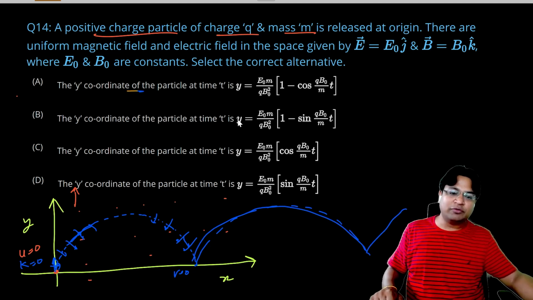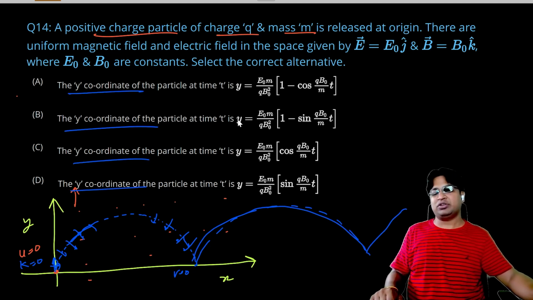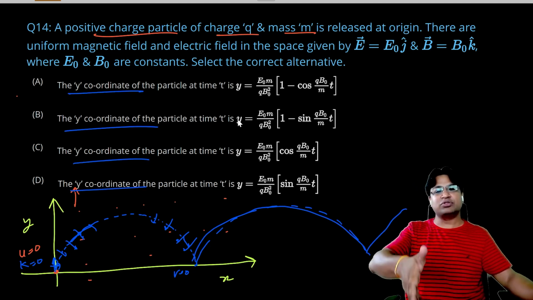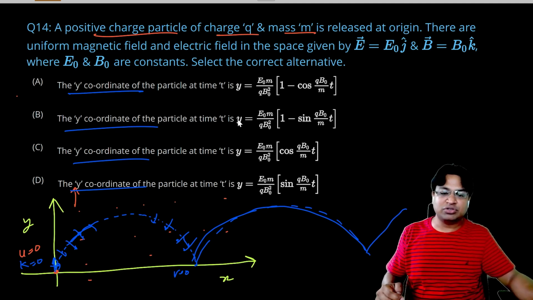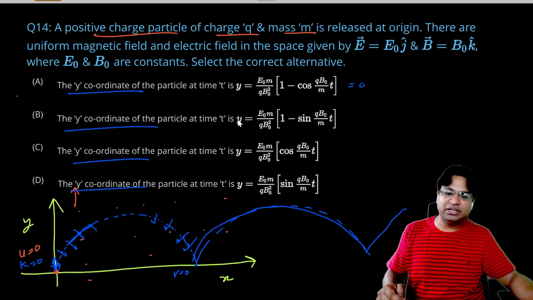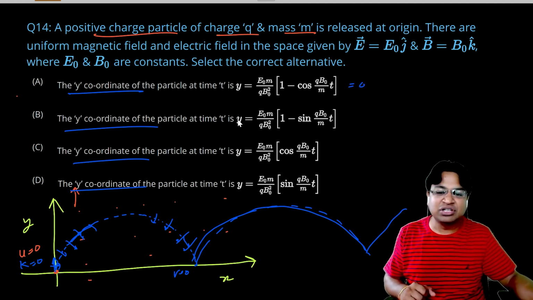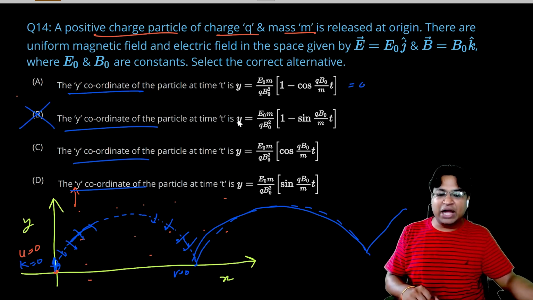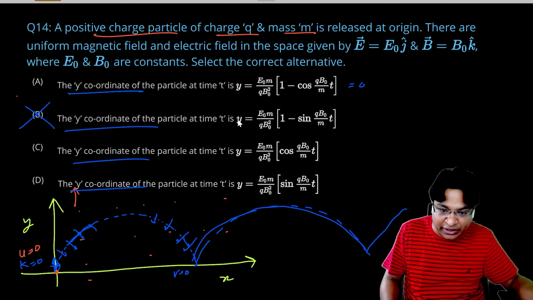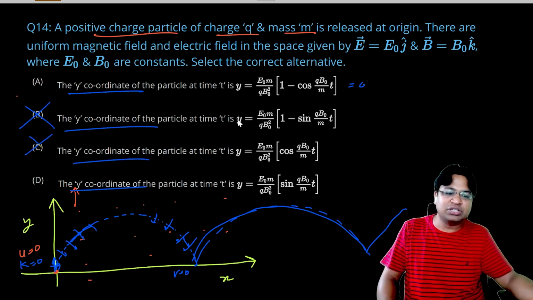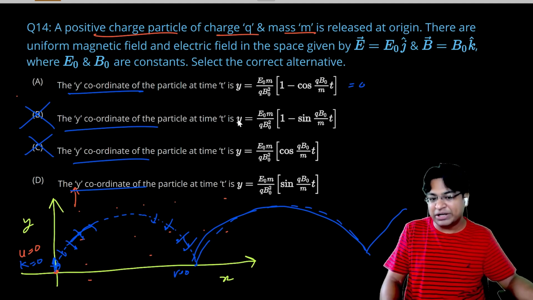So we want to know the y coordinate of the particle. Now, one thing I'm very sure that is given in the question, that at t equal to zero, the particle was at the origin. So if I put t equal to zero, I get a zero here, so this is fine. If I put t equal to zero here, I don't get a zero, so this is certainly wrong. Similarly, if I put t equal to zero here, I don't get a zero, so this is certainly ruled out. If I put t equal to zero, I do get a zero.